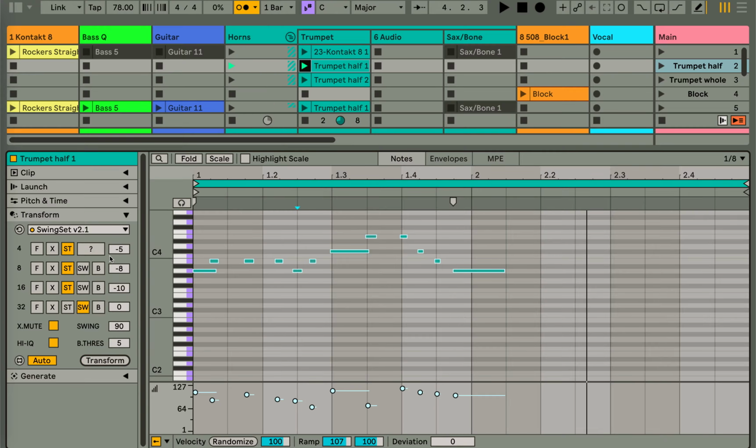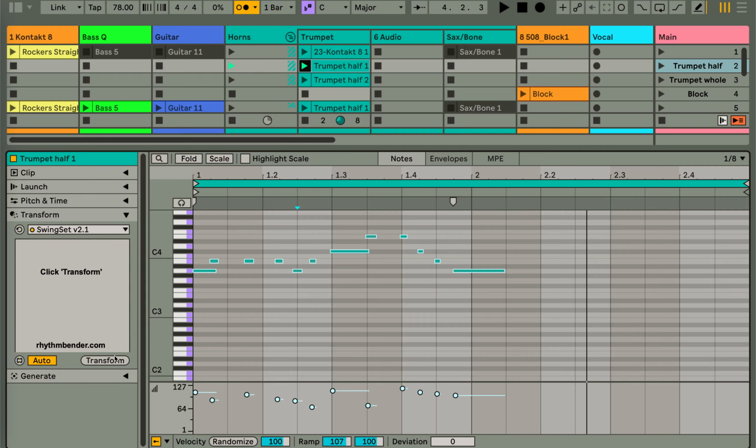And that's it. We can go back into the report to see that. And exactly what we just said there, that's what we have now. Quarter notes, 3 notes, 2 of them are swung -5. Eighth notes, I have 2 of them, they're all swung -8. 16th notes, I have 4 of them, they're all swung -10. And the 3 32nd notes are swung 90%.